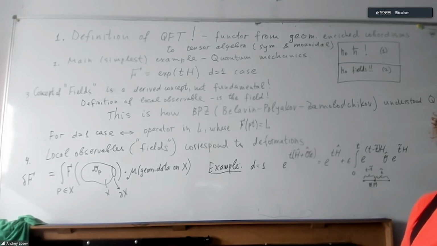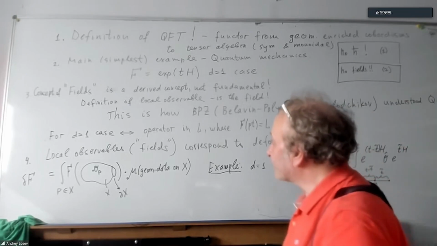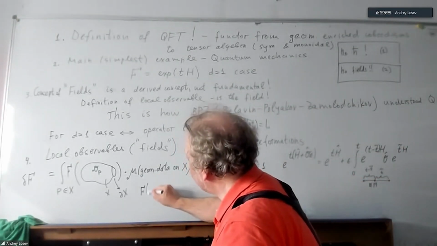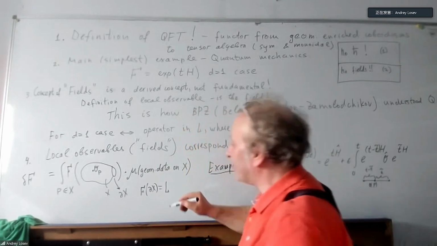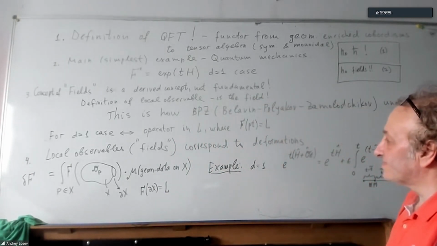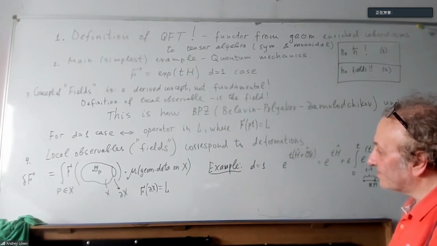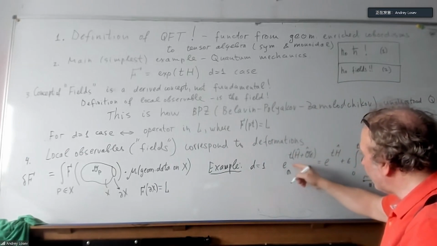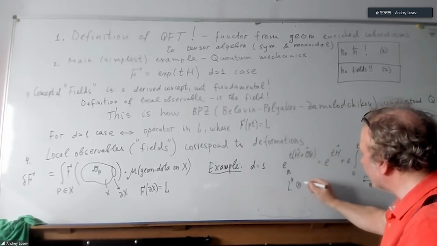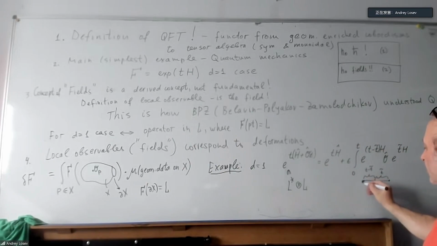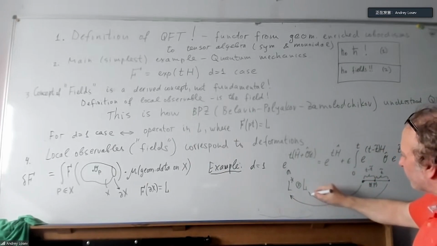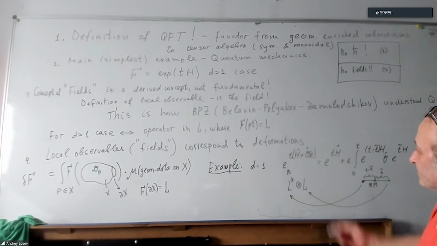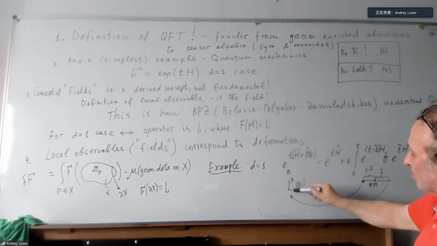What corresponds to the boundary of X on the left hand side? On the left hand side, the functor on the boundary of X is some vector space L. I mean, on the right hand side, what is it? This thing belongs to L star tensor L. So this point corresponds to L star. This point corresponds to L. The full thing corresponds to an element of L star tensor L.